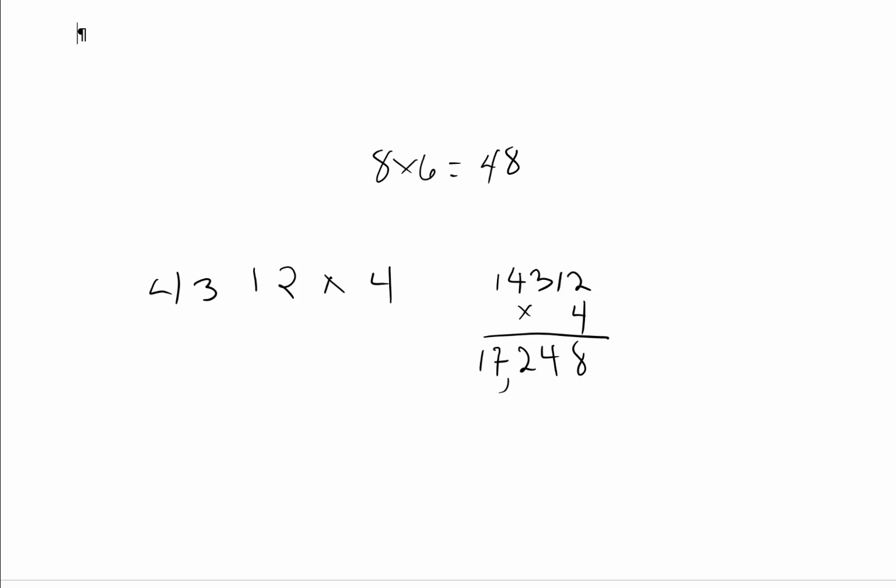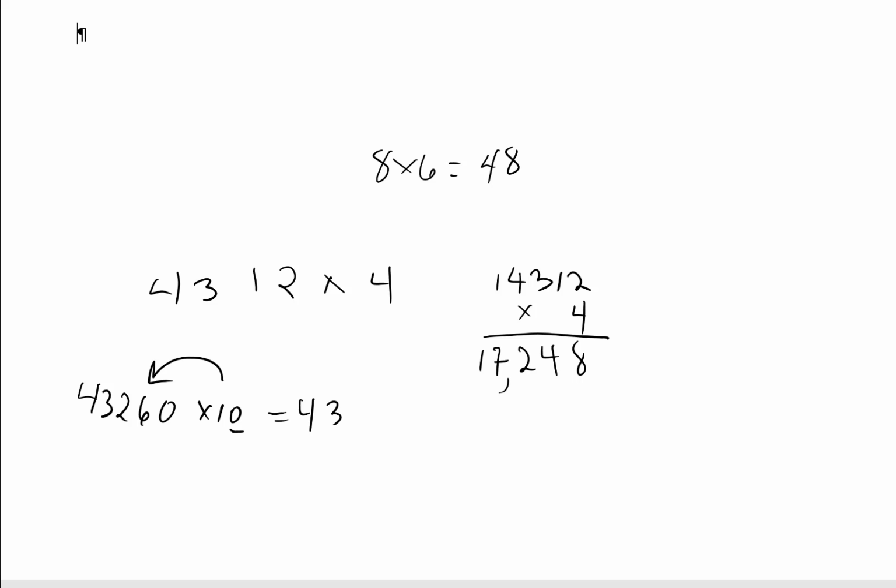So stacking it when we have larger numbers is a smart way to go. Now multiplying by any multiple of 10 is a breeze. If I had 43,260 and I'm multiplying that by 10, I don't even have to do the multiplication. When you're multiplying by tens, however many zeros come after the 1, that's what you add to the number that you're multiplying. So this would become 432,600. I'm going to add that 0 at the end of that.